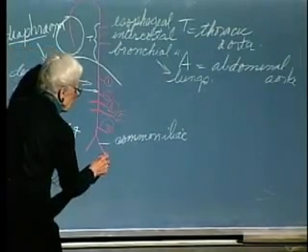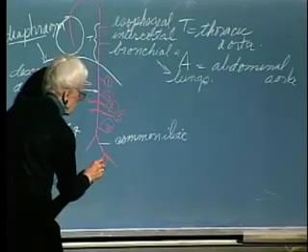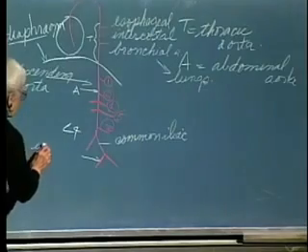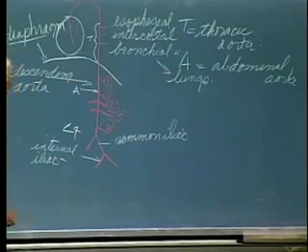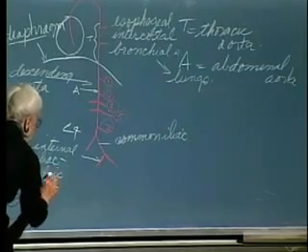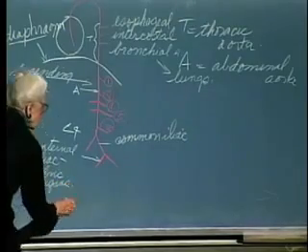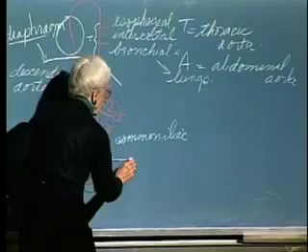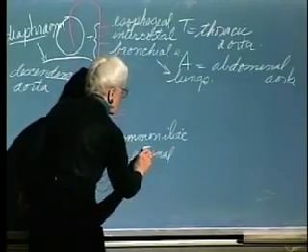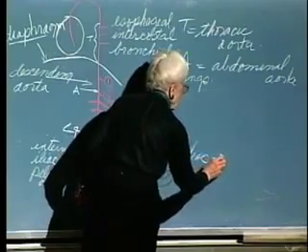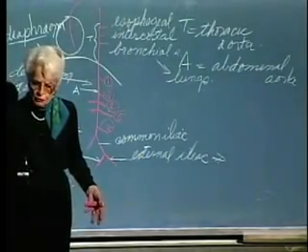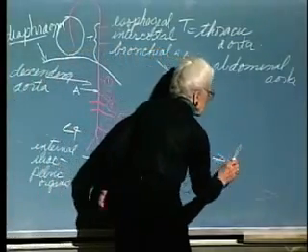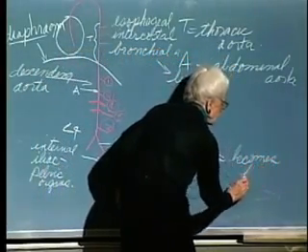And the common iliac will go into an internal iliac and an external iliac. This is the internal iliac, and it will be going to the pelvic organs. And the external iliac will become the femoral artery.